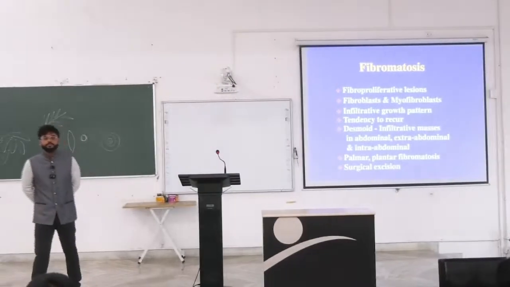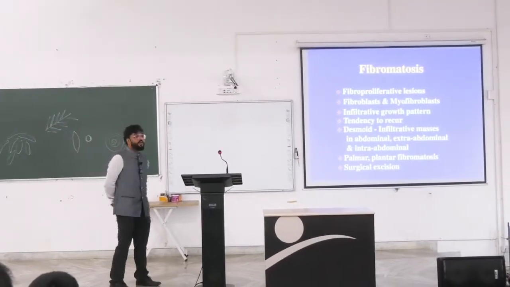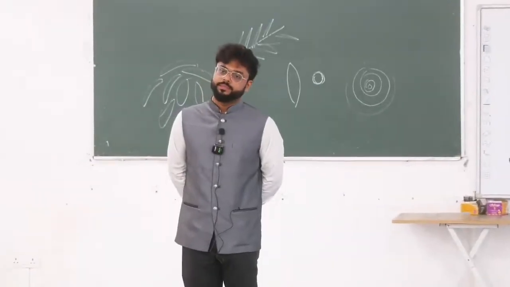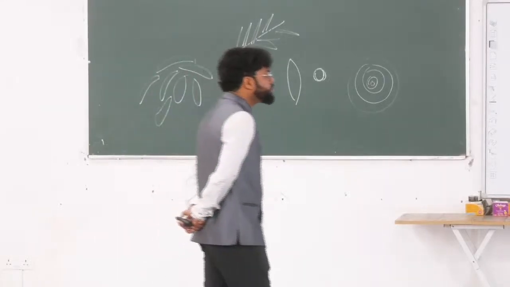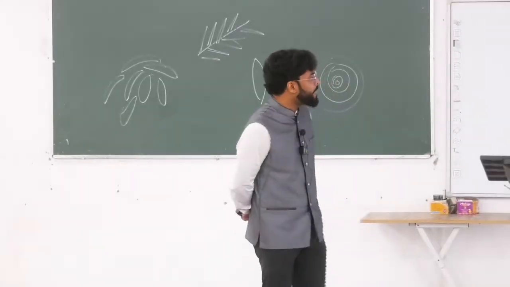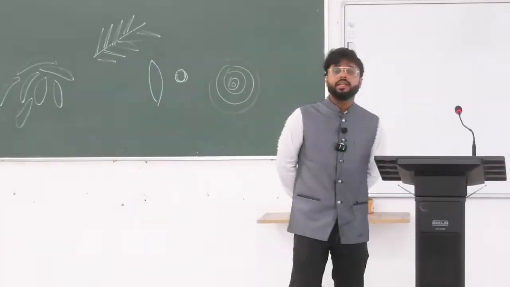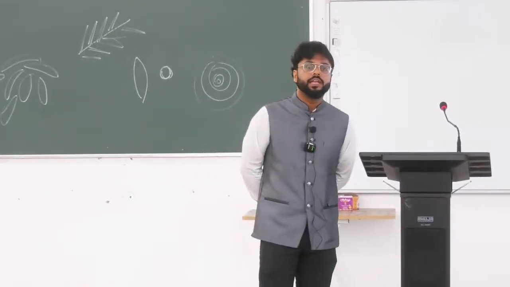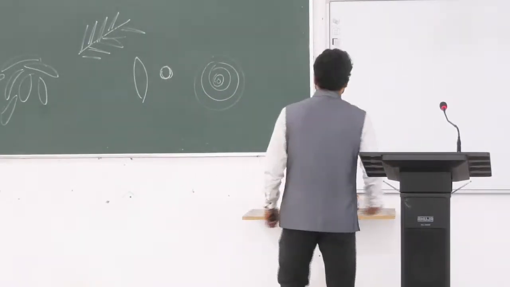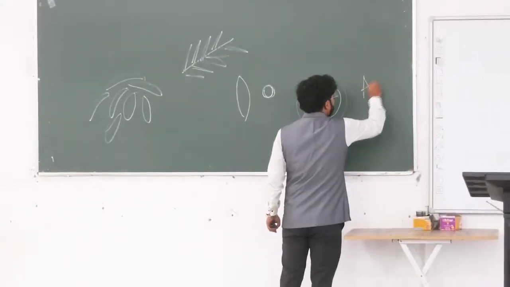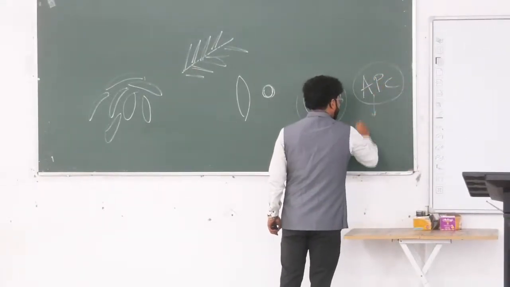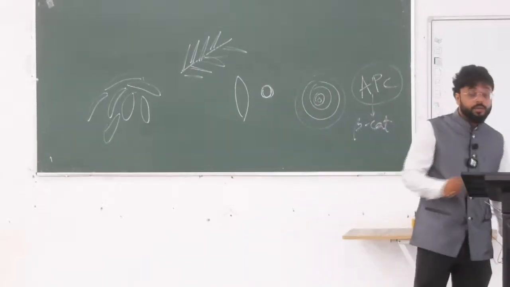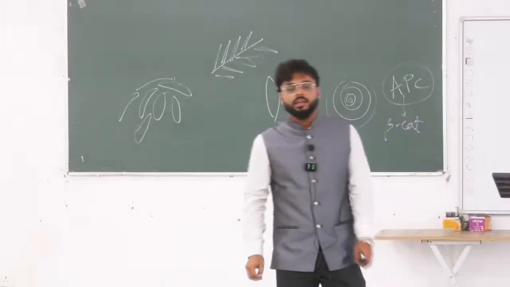Next, fibromatosis. As the name suggests, fibromatosis consists of fibroblasts and myofibroblasts. Where is it usually present? It is usually present in the extremities, extra-abdominal sites, and also in some cases of intra-abdominal origin. There is one entity known as desmoid fibromatosis. Desmoid fibromatosis has a relationship with a particular gene known as the APC gene, which codes for beta catenin. So if desmoid fibromatosis is present, there might be a chance of APC mutation with colon cancer.